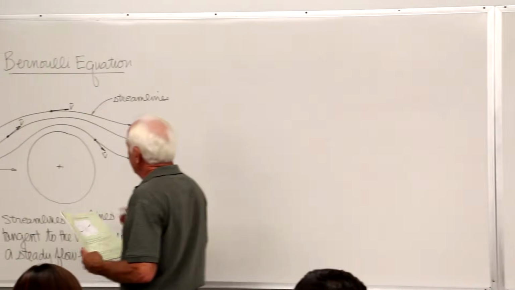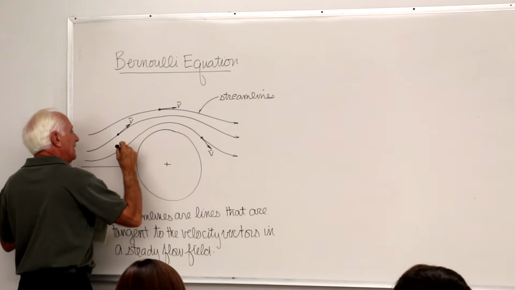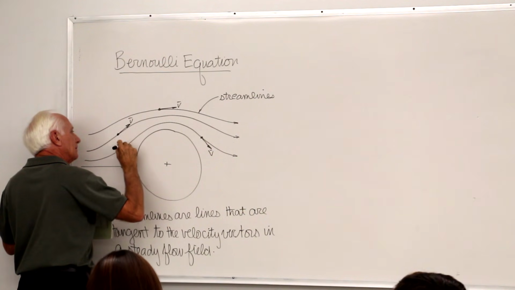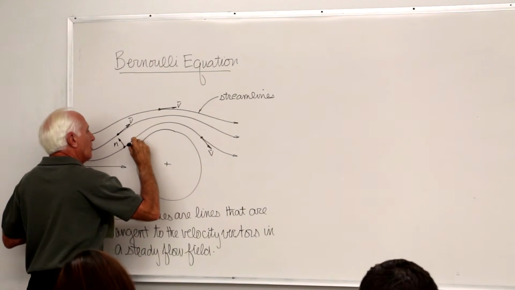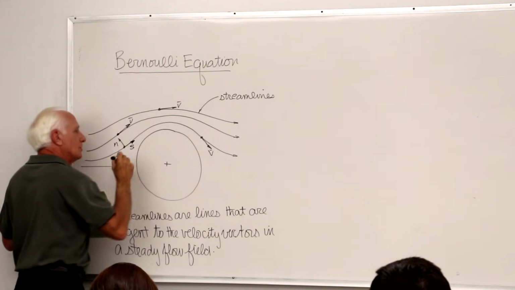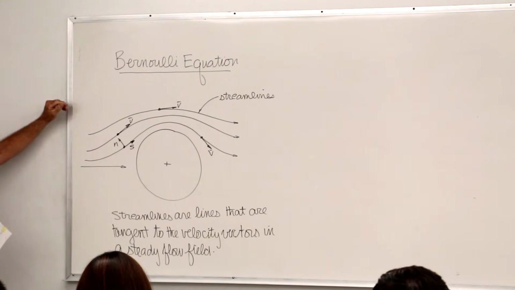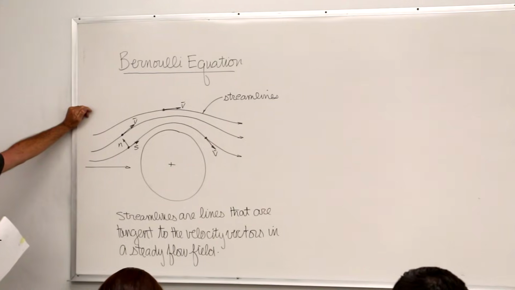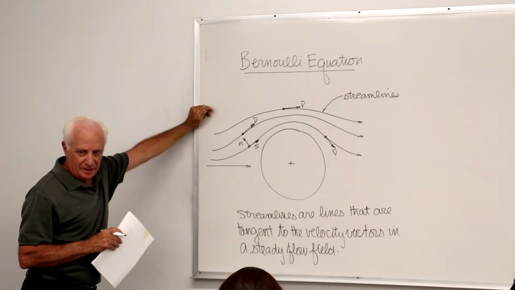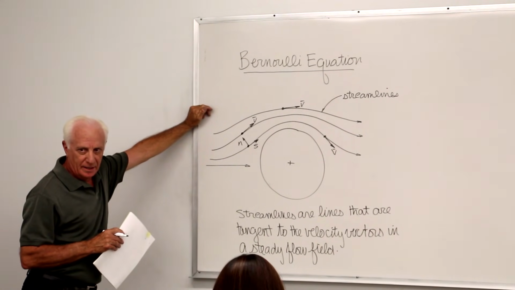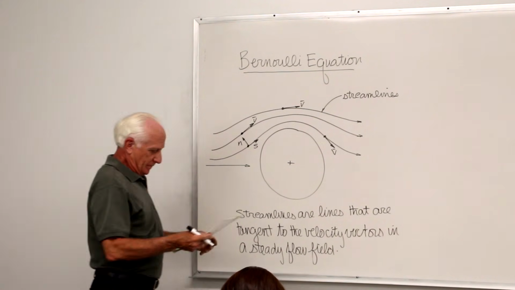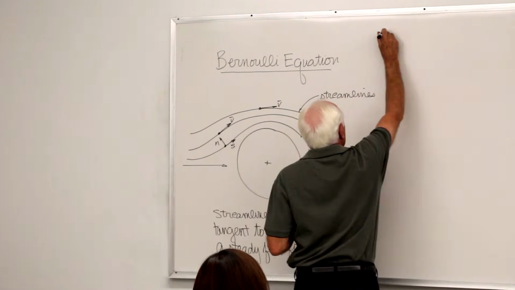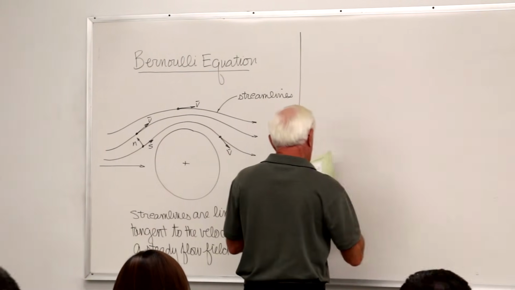And we're going to define N and S. N means normal, the N direction. S means along the streamline direction. So we attached our coordinate system to the streamline. So S is along a streamline, N is normal to a streamline. So we have two components of acceleration.